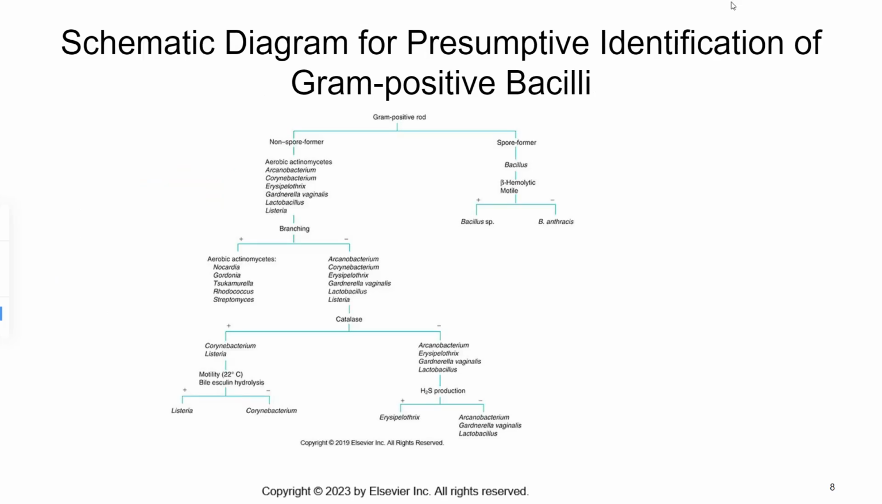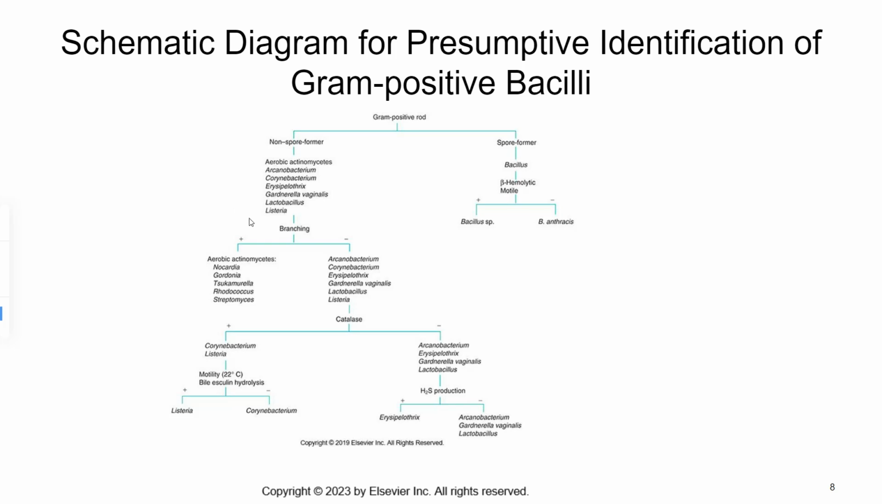Here, if we look at a gram-positive rod, also known as gram-positive bacilli, we have the non-spore former group and the spore former group. Of the spore formers, we have Bacillus species and Bacillus anthracis. Bacillus anthracis is anthrax, so that's the really bad one, and we'll talk about that in this lecture. Then we have our non-spore formers, and there are various types. If we break them down, there are branching ones and non-branching ones. Branching just means that the cells are elongated and look like they're forming the branches of a tree.